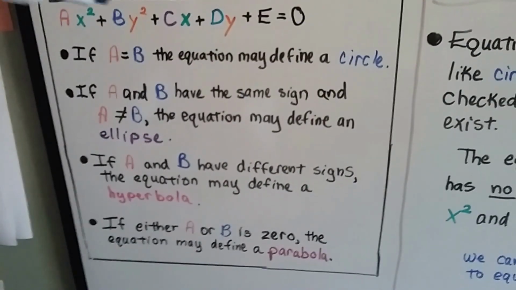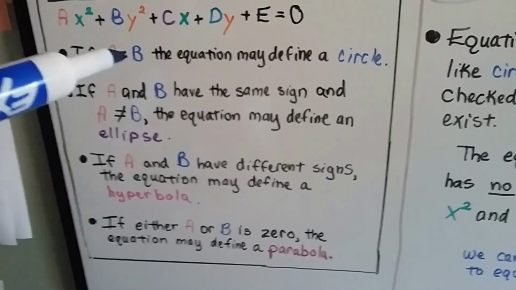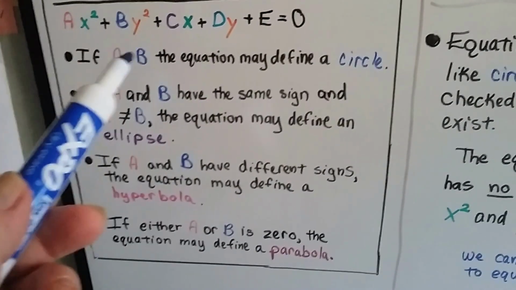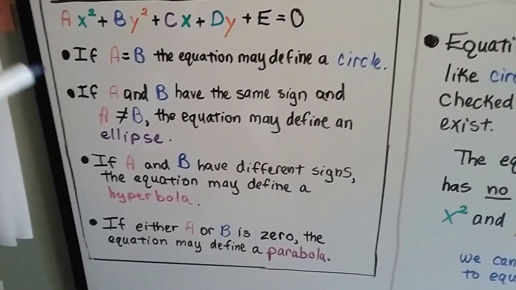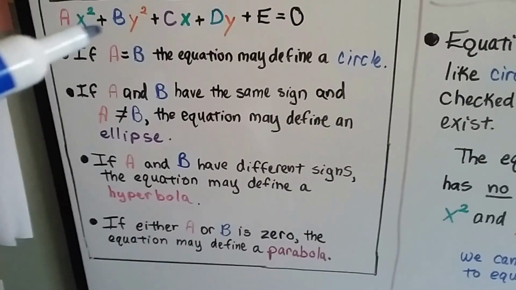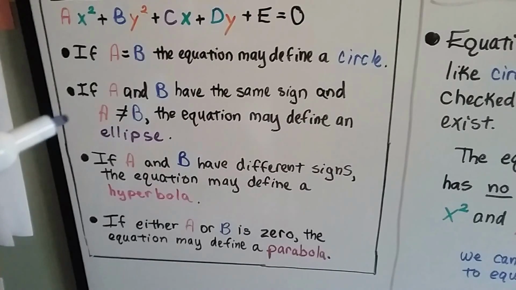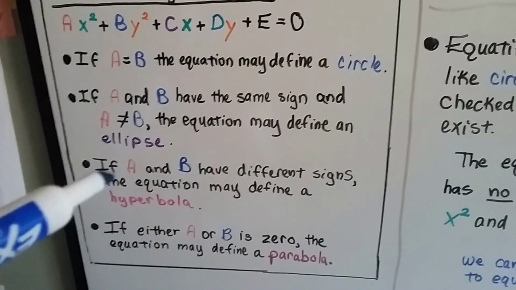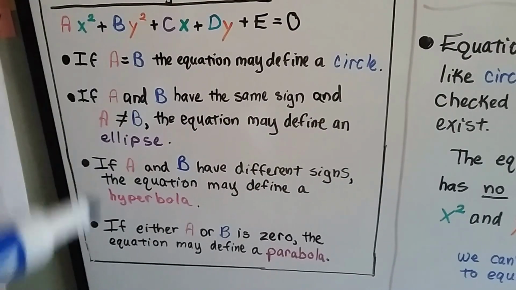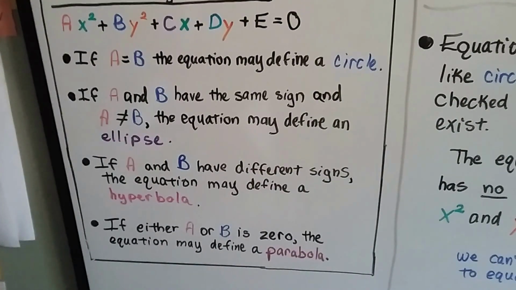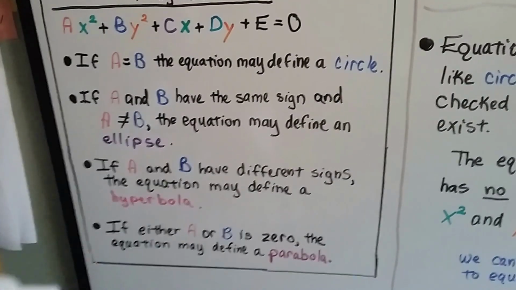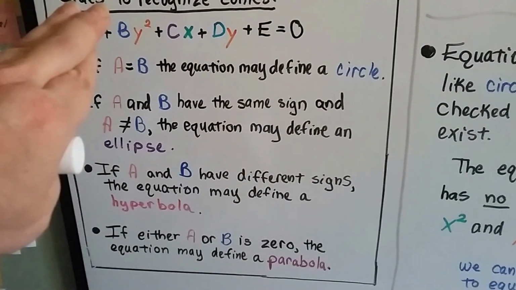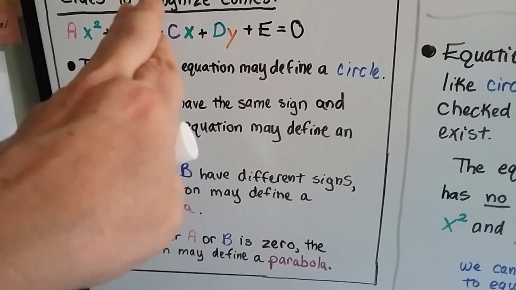If the a term and the b term are equal to each other, the equation may define a circle. So if that's a 5 and that's a 5 and they're both positive, it may define a circle. If a and b have the same sign, so if that's a positive and that's a positive, or that's a negative and that's a negative, as long as a and b aren't equal to each other, the equation may define an ellipse. If a and b have different signs, negative or positive, the equation may define a hyperbola. And if either a or b is 0, it may define a parabola. So if the a term is missing, that means a is 0. If the b term is missing, that means b is 0.